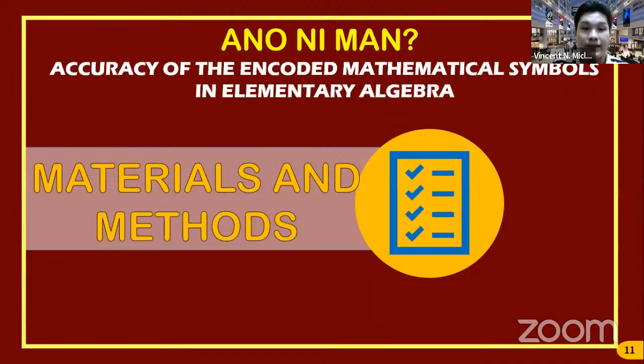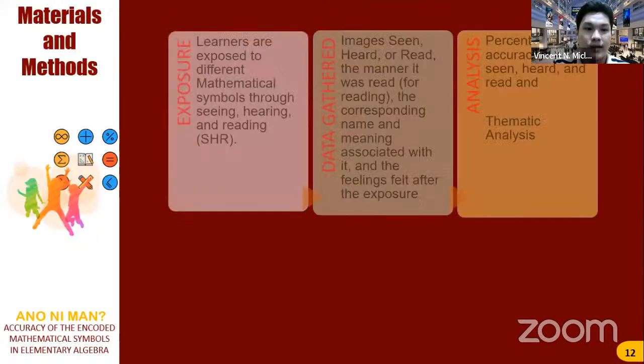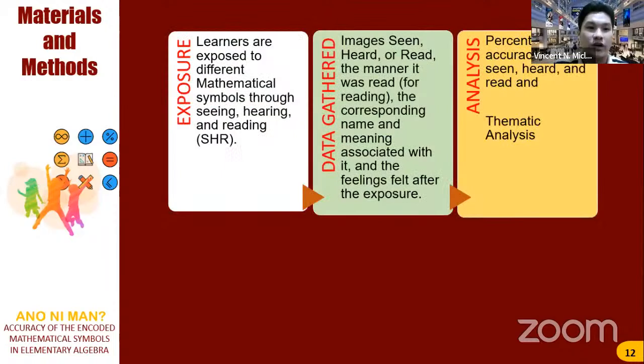For our materials and methods, for our exposure, our learners were exposed to different mathematical symbols through seeing, hearing, and reading, or the SHR. And then we gathered the following data: the images seen, heard, or read, the manner it was read for reading, the corresponding name of the symbol and meaning associated with it, and the feelings felt after the exposure.